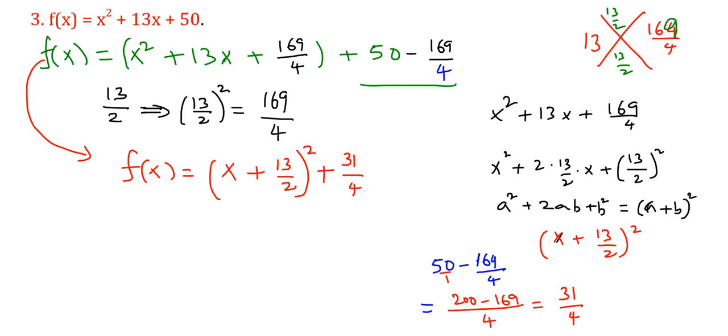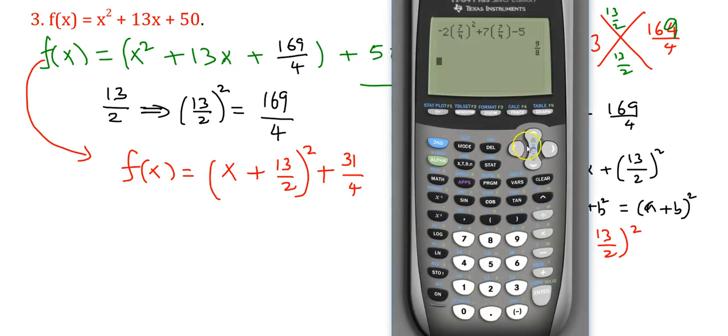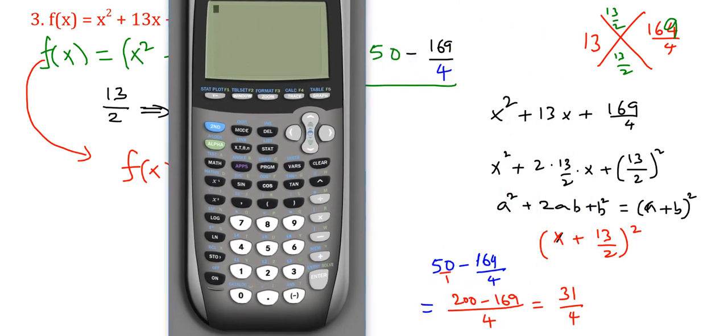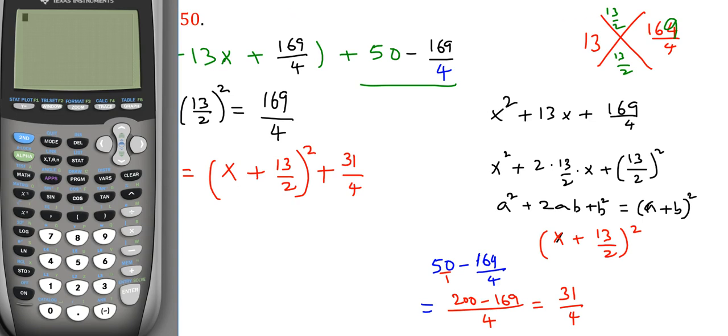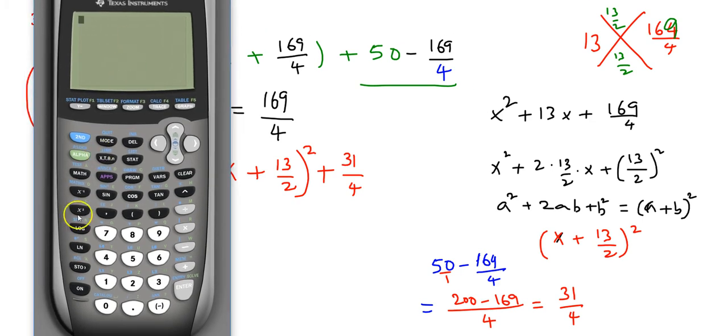Let us verify using the calculator also. Let us just make sure. What is the thing here? 50 minus 169 over 4. I'll go to fraction, come out and hit enter. See, you have 31 over 4. That's right.